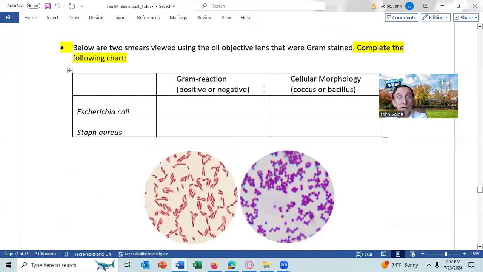Complete the following chart to answer this question. The gram reaction, meaning what's the stain of the gram reaction? Is E. coli gram positive or gram negative? And then is it Coccus or Bacillus? There is E. coli, Staphylococcus aureus. The gram reaction, is it gram positive or gram negative? And is it Coccus or Bacillus? This is the Staphylococcus aureus.